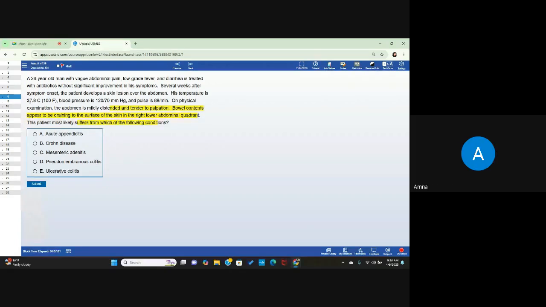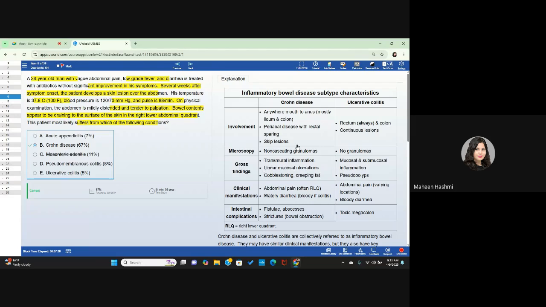Yes. Whenever you see fever and high pulse rate, it means you're talking about an abscess. Where do you see abscesses, fistulas, sinus formation? What disease? Is it Crohn's or ulcerative? Crohn's. Okay. Now let us read the question. A 28-year-old patient has abdominal pain and diarrhea, treated with antibiotics, not improved. Several weeks after symptom onset, the patient develops a skin lesion over the abdomen. So again, maybe they're referring to Crohn's. They're talking about fistulas, abscesses, sinus formation, strictures.